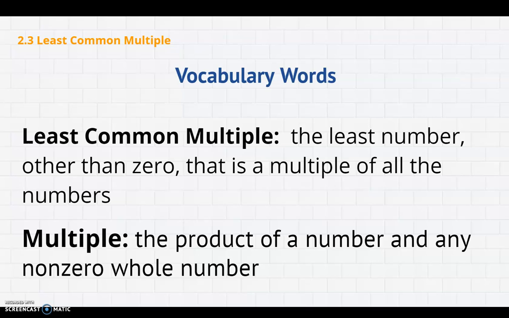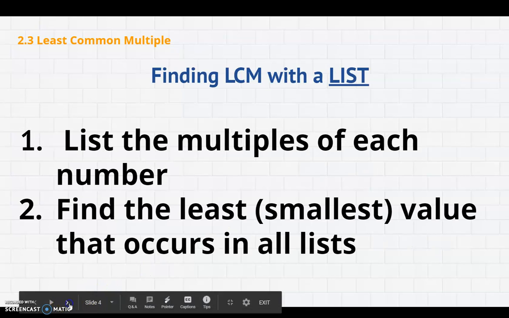So least common multiple. Well, a multiple is exactly what it sounds like. Multiply. It's the product of a number and any non-zero whole number. So for instance, the number 3, I could start listing the multiples of 3. So 3 times 1 is 3. That's a multiple. 3 times 2 is 6. That's a multiple of 3. 3 times 3 is 9. That's a multiple of 3. And you get the pattern. So 3, 6, 9, 12, 15, 18, 21. Those are all multiples of the number 3. And you could go on forever with those multiples.